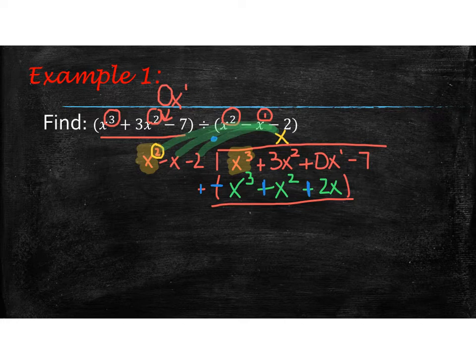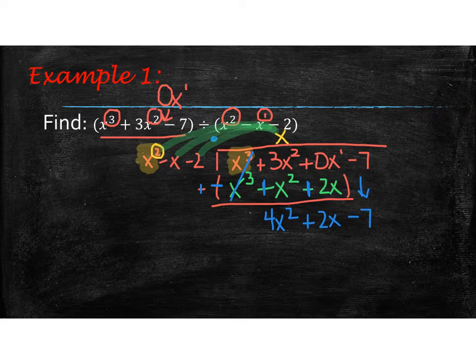Now we're just adding them. Well, x to the third plus a negative x to the third, that should cancel. If you did it right, that first term should cancel off. Then we have 3x squared plus x squared, that gives me 4x squared. And then 0x plus 2x gives you plus 2x. And then now we're going to bring down that last term, minus 7.